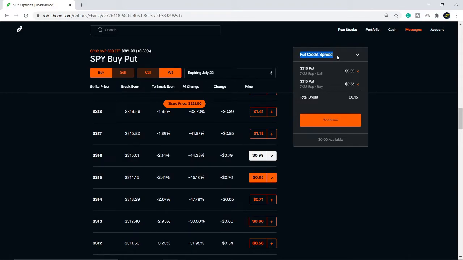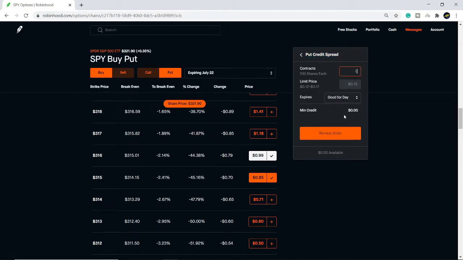You want this to say this, a put credit spread. If not, the market won't care if you click it wrong or choose the wrong thing. So make sure it says this before you buy. So you click continue and you click 1 because that's what we want. 100 shares is one contract, and you want to do in the middle so it gets filled out.